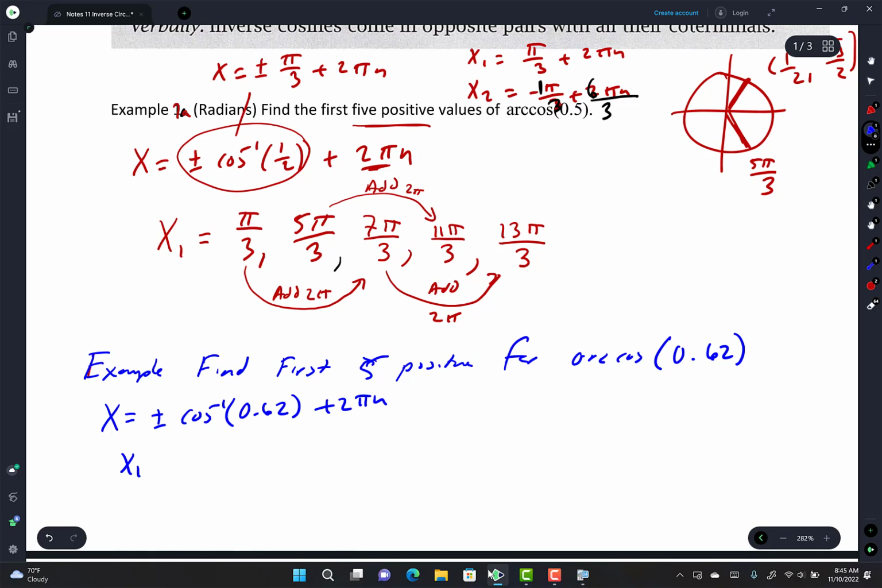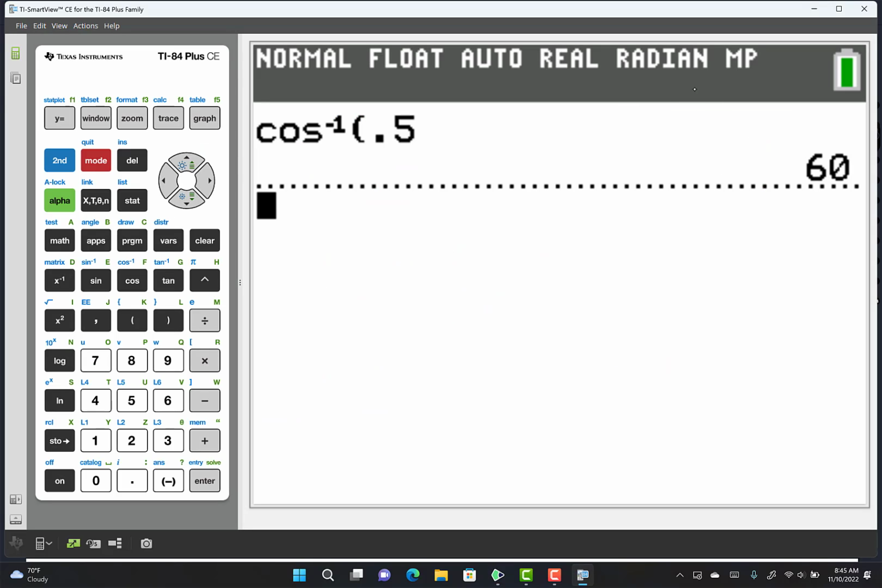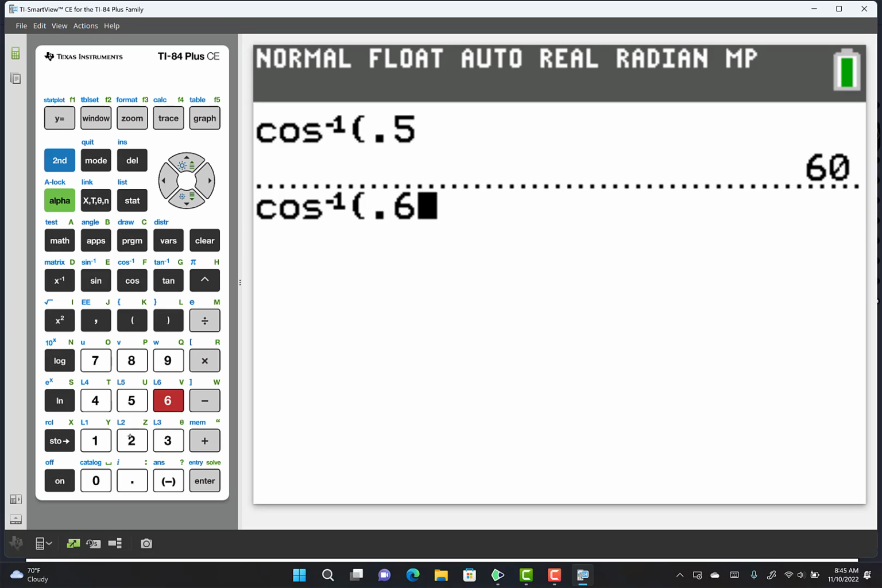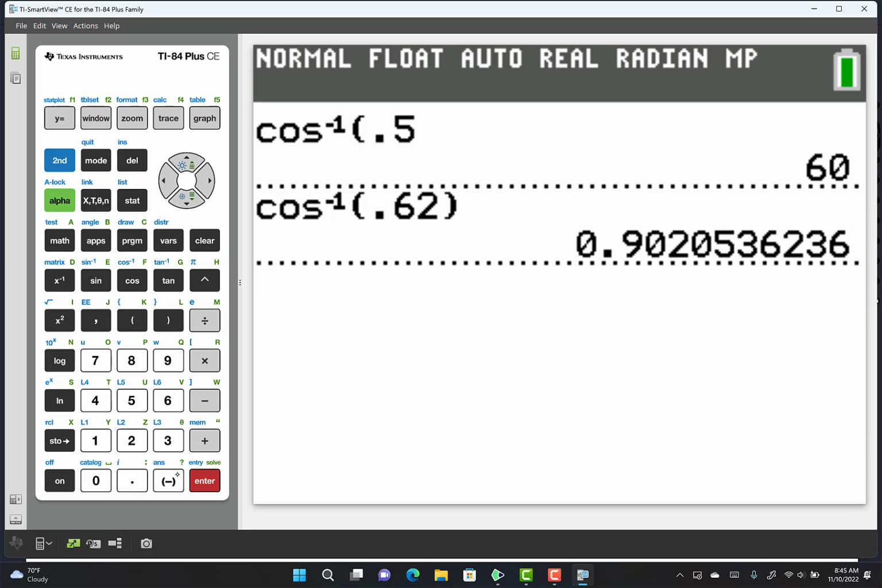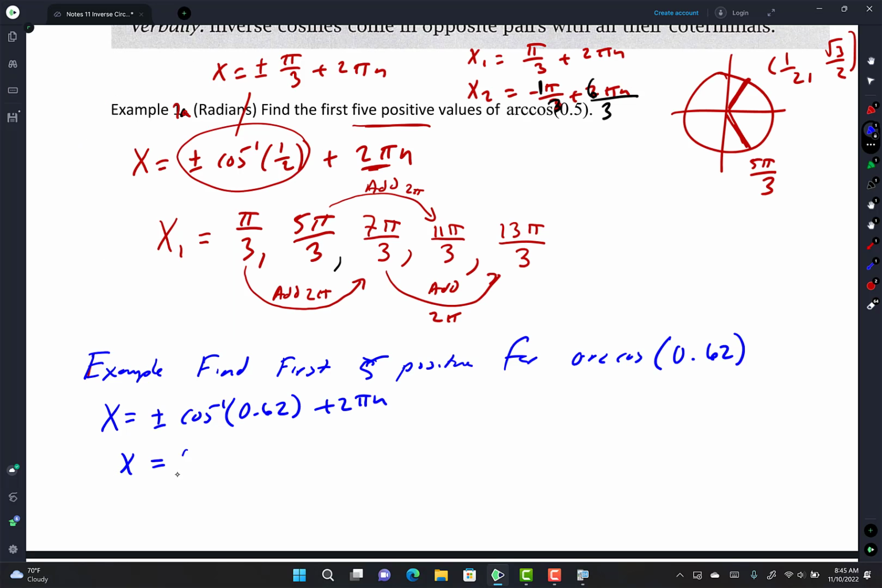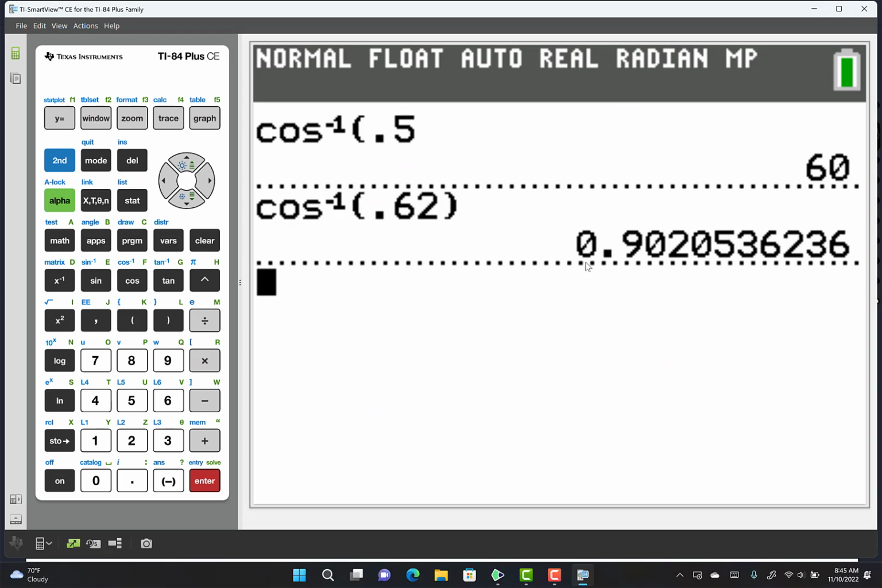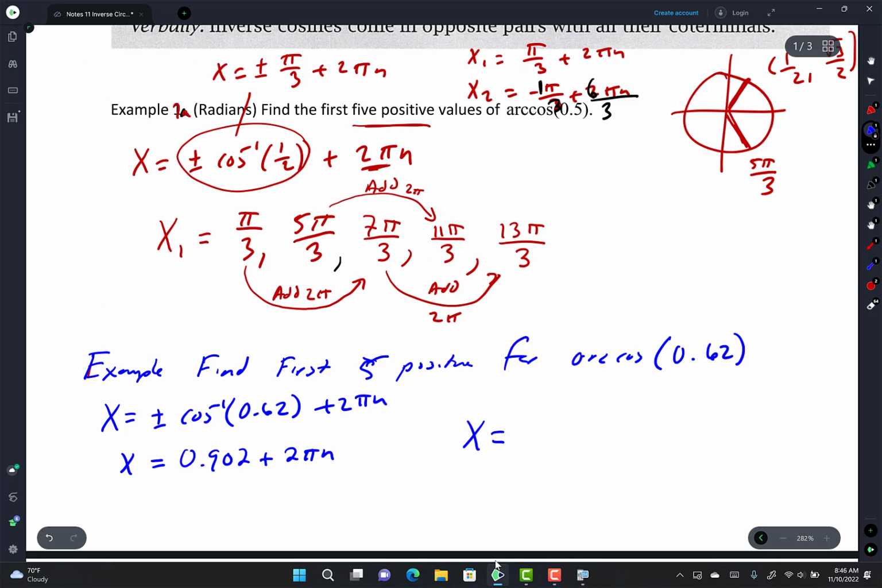I'm going to take my calculator. I'm just going to put x equals. It's in radian mode. It says radian. I'm going to go second arc cosine 0.62. I'm going to push enter. And there I get an answer, 0.902. So there it is. I'm going to write 0.902 plus 2 pi n. So here are my solutions. Ready? And I'm going to go slow. My first answer is this positive one, 0.902. So I'm going to write 0.902.